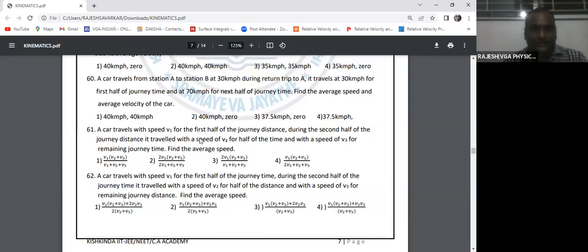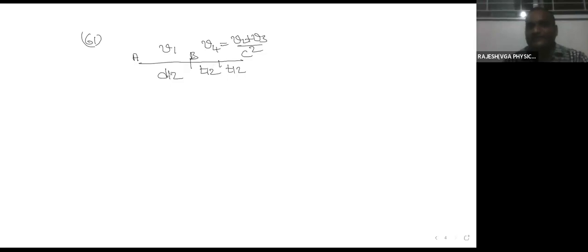They told that it travels first half of journey distance with V1. Then second half, equal times they told V2 and V3. So I can write V4 is equal to V2 plus V3 by 2. Now V1, V4 equal distance. Now this is D by 2. This is also D by 2, B to C. So I can apply V average is equal to 2V1 V4 by V1 plus V4.